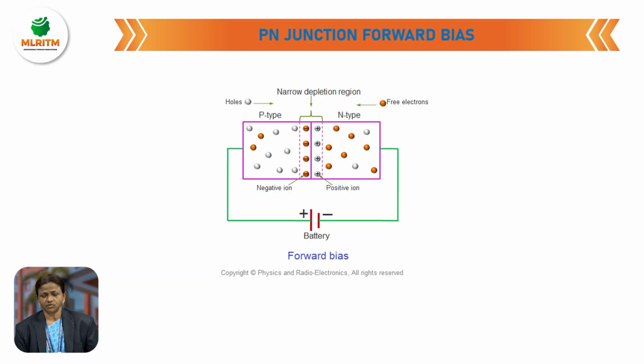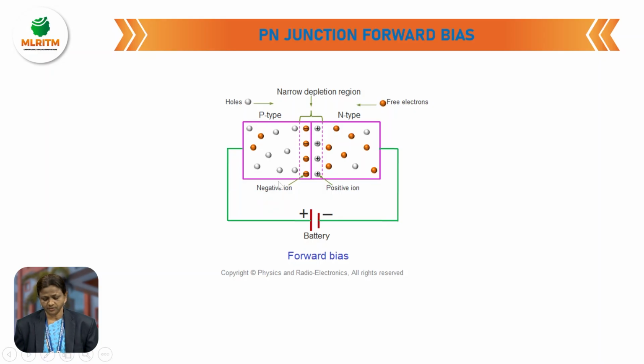So, whenever the supplied voltage value is greater than the barrier potential, from this point onwards, conduction takes place. That corresponding voltage is known as cut-in voltage. For silicon, this cut-in voltage value is 0.7 volts. For germanium, 0.3 volts. As VF value increases, as forward voltage or applied voltage value increases, current value also increases exponentially.